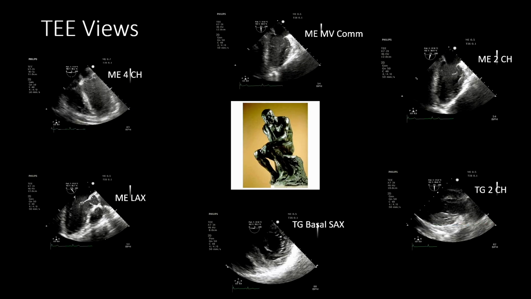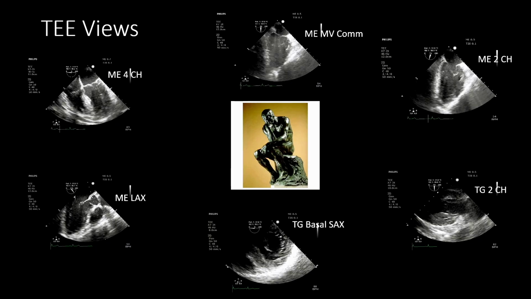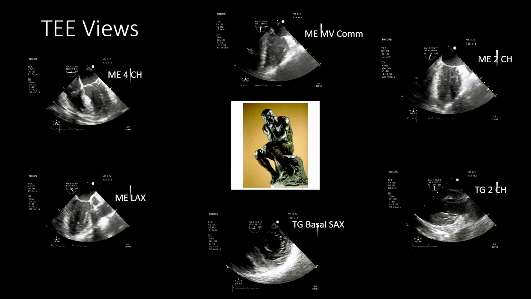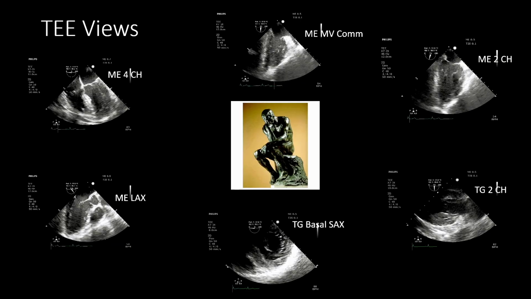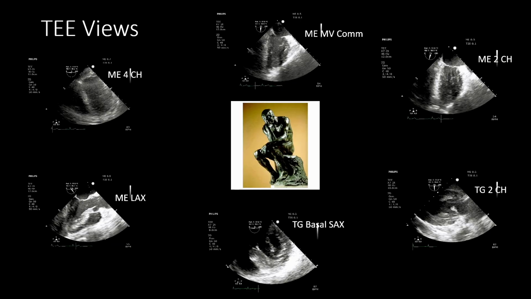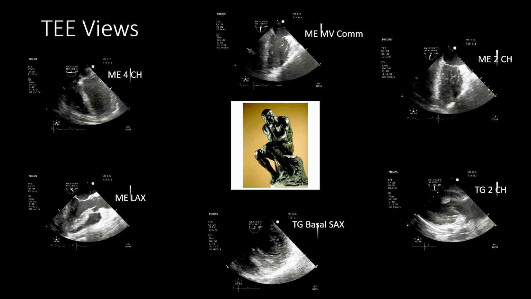Now coming to the standard TE views, a total of 6 views are there to evaluate the mitral valve. You have your mid-esophageal 4-chamber view, the mitral commissural view, the mid-esophageal 2-chamber view, the long axis view, the transgastric basal short axis view, and the transgastric 2-chamber view.